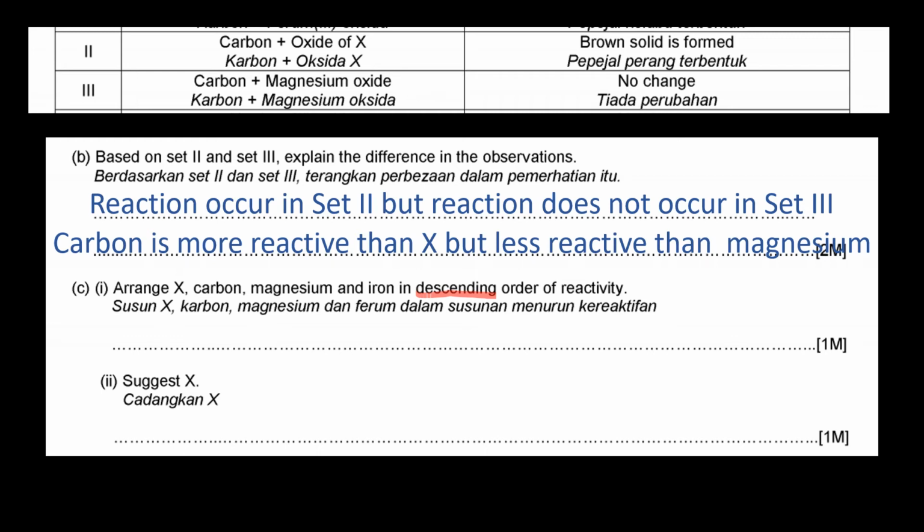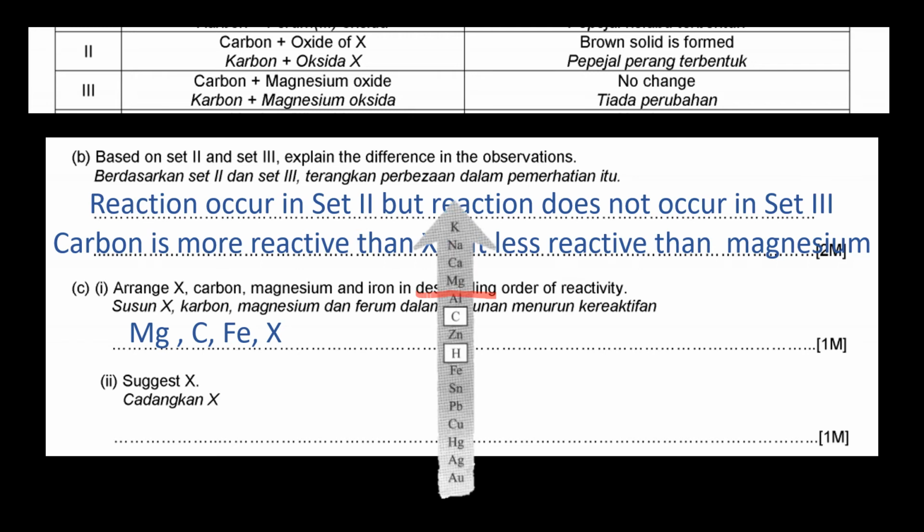So the arrangement is, okay, suggest X. X is located below iron because of the arrangement. Below iron we have this metal. As you can see from the observation, brown solid. So we know that the metal with brown color is copper. So the answer X is copper.